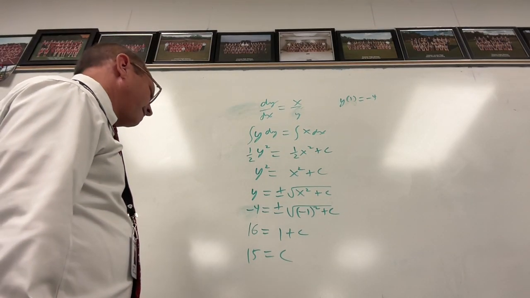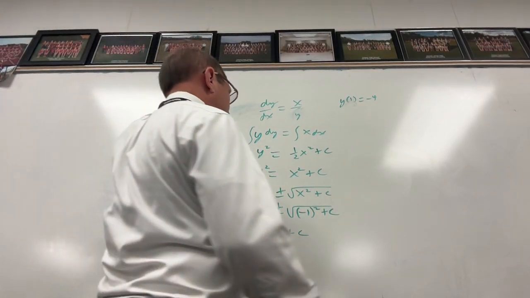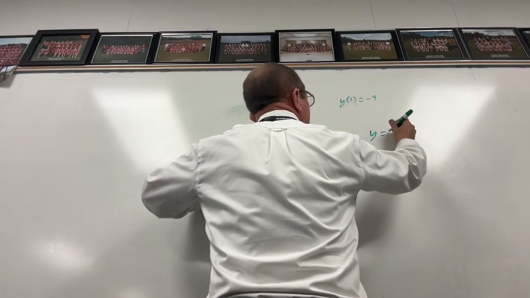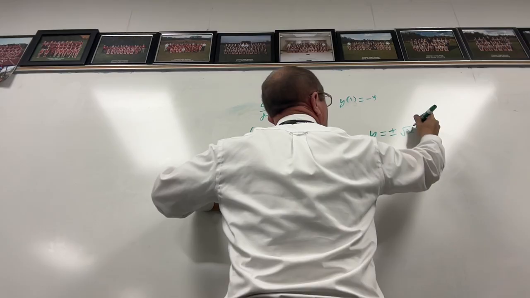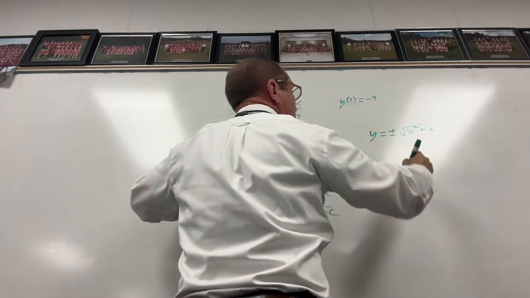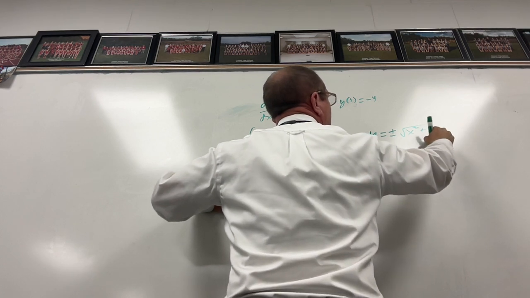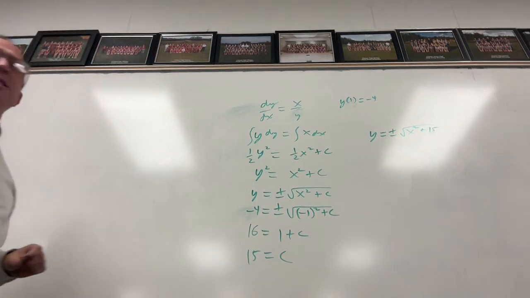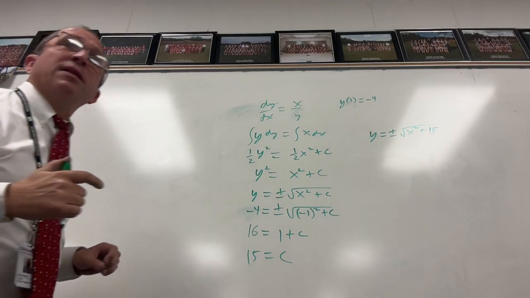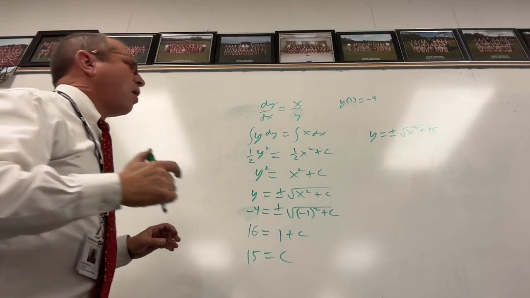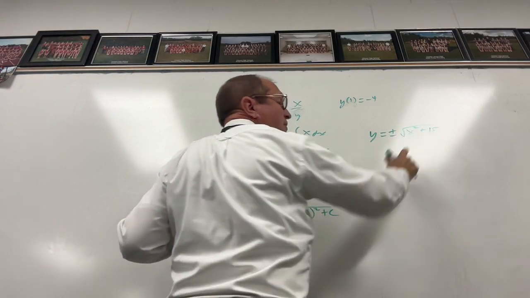Now from here I go back to this equation right here, where I have y equals plus or minus the square root of x squared plus c, except this c is now 15. But this is not my answer. Put negative 4 back into y. Yeah, the only way I can get negative 4 as my answer is if I take the negative of that square root.